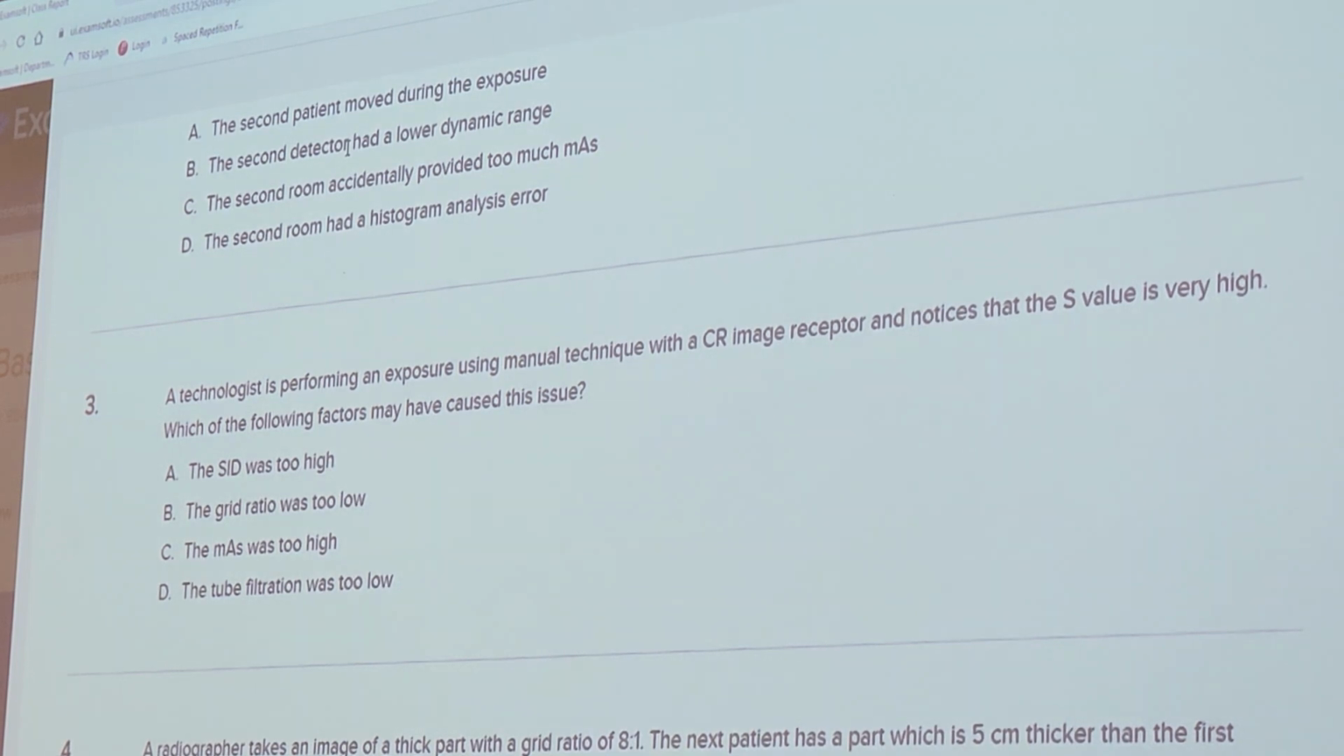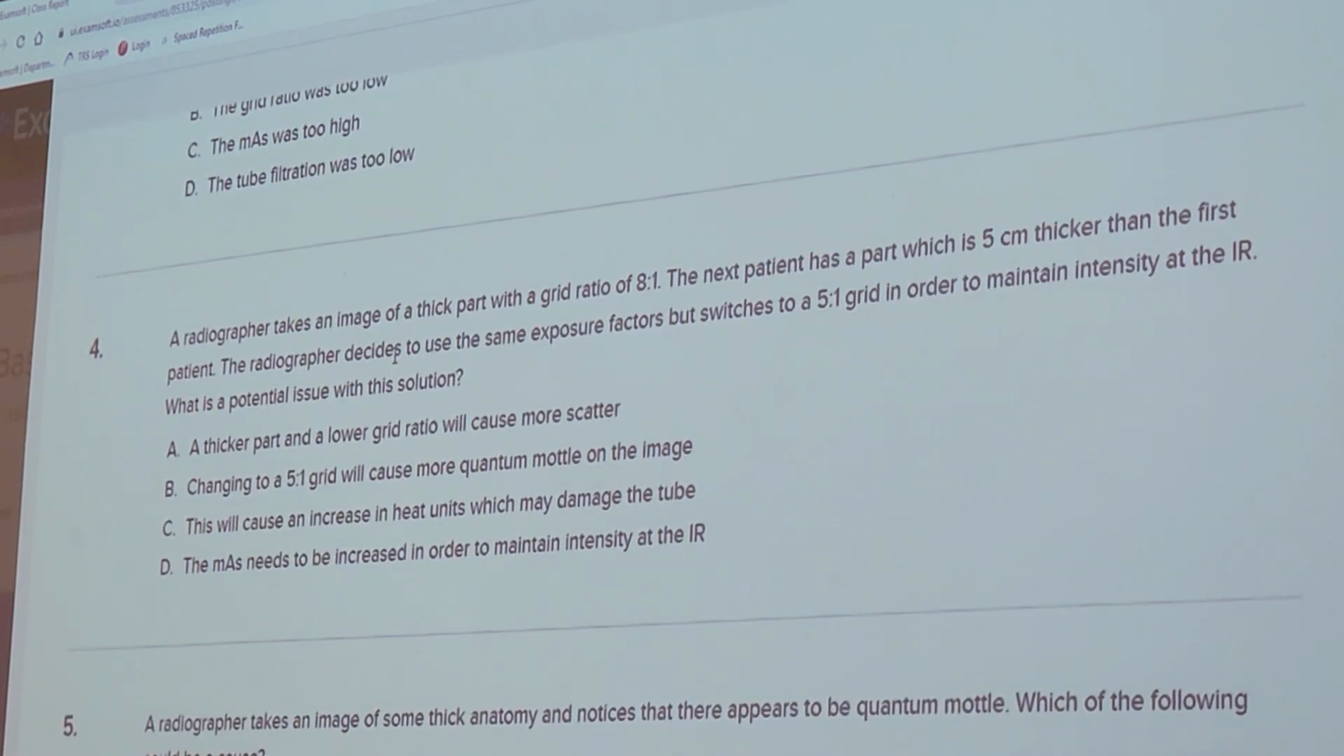All right, Jalen, let's go to the next one. Okay. Alright, on to the next question. Everybody gets number 3, correct? The phone explained it. Got it?